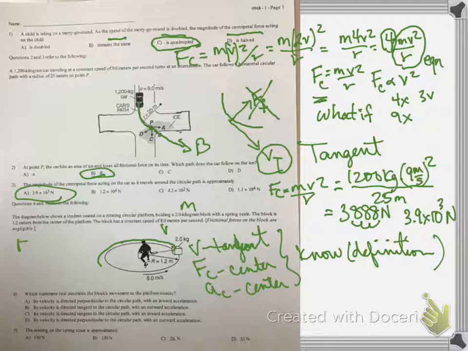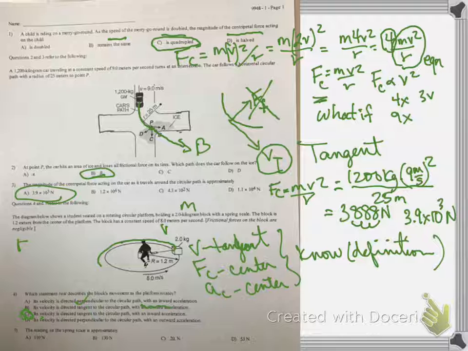All right. So if we look at it, the velocity is perpendicular? No. The velocity is tangent, yes. With an outward acceleration? It is not outward. The velocity is directed tangent. That's true. With an inward acceleration. That is our correct answer, answer C.